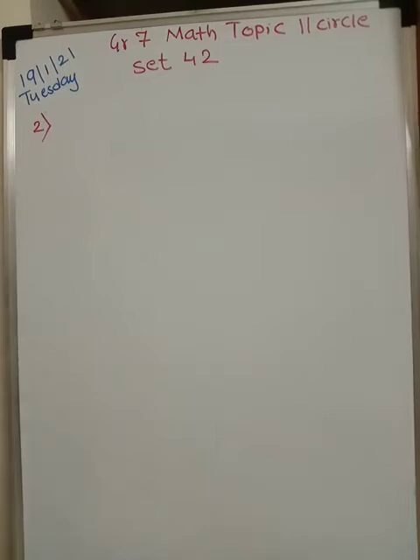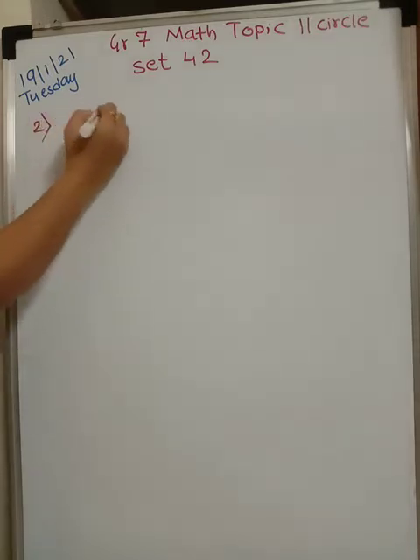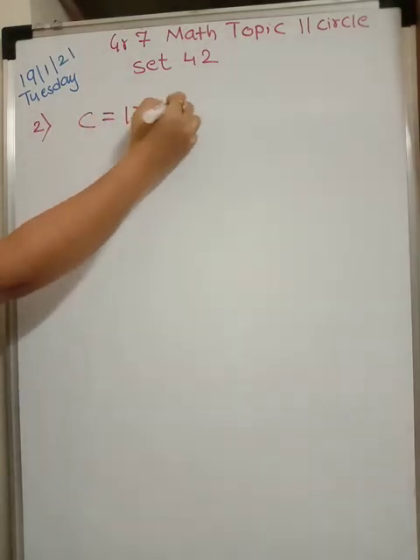Good morning, grade 7. Let's go for question 2 from practice set 42. In set 42, question 1 was complete the table, in which 4 sub-questions were there. We have done them, and now let's go to the second question. The second question says, if the circumference of a circle is 176 centimeters. So circumference is given as 176 centimeters.